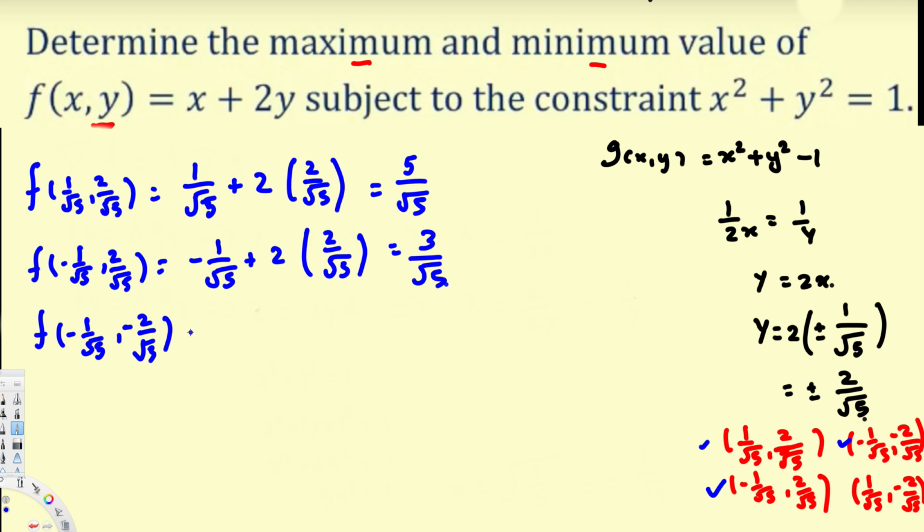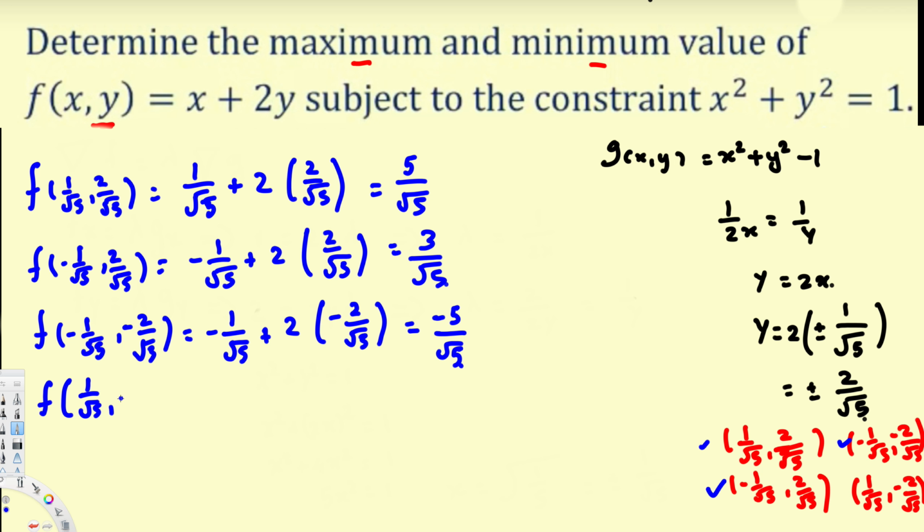And if I plug this in this equation, this is going to become negative 1 over root 5 plus 2 times negative 2 over root 5. So here we are going to have negative 4 over root 5 minus 1 over root 5. That's going to make this one negative 5 over root 5. And let's bring the last point, that is this one. This one is going to be 1 over root 5 comma negative 2 over root 5. And if I plug it in this equation, this is going to become 1 over root 5 plus 2 times negative 2 over root 5. Here we are going to have negative 4 over root 5 plus 1 over root 5. That's going to make this one negative 3 over root 5.